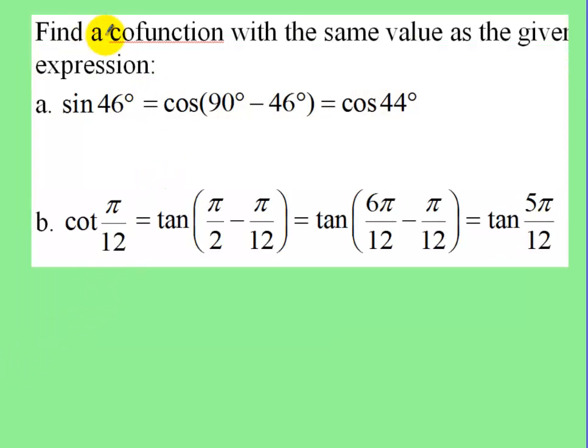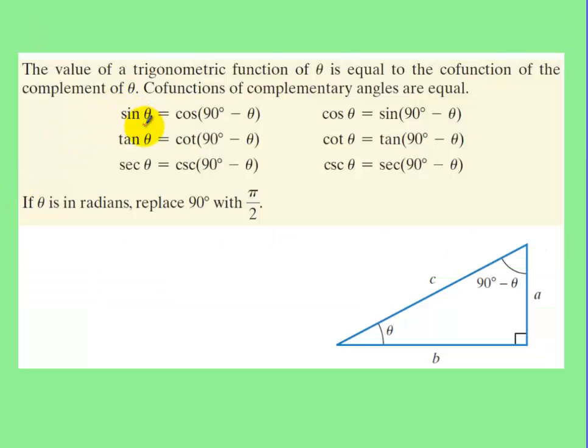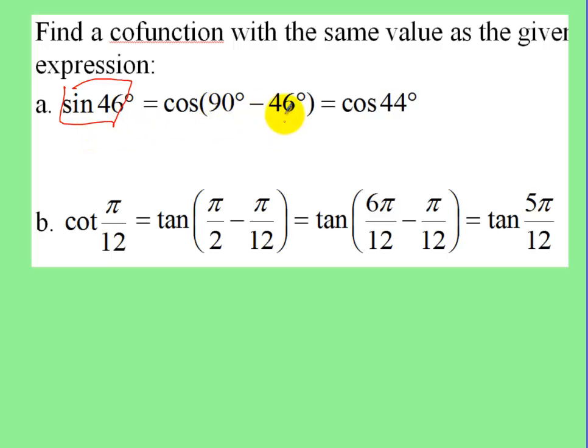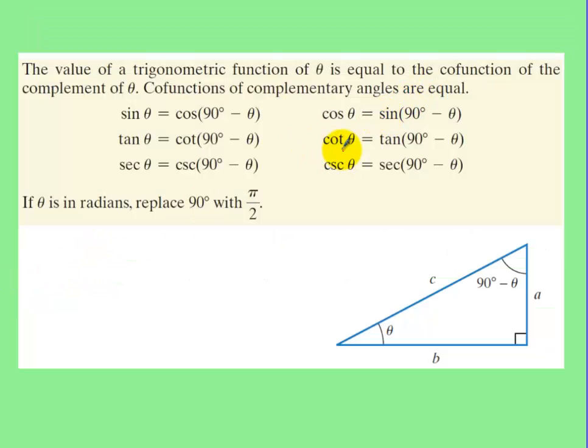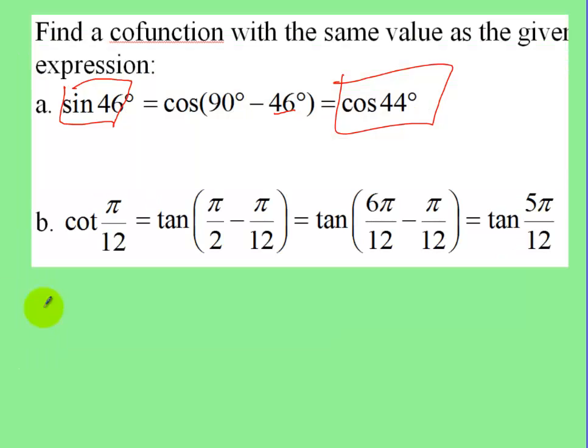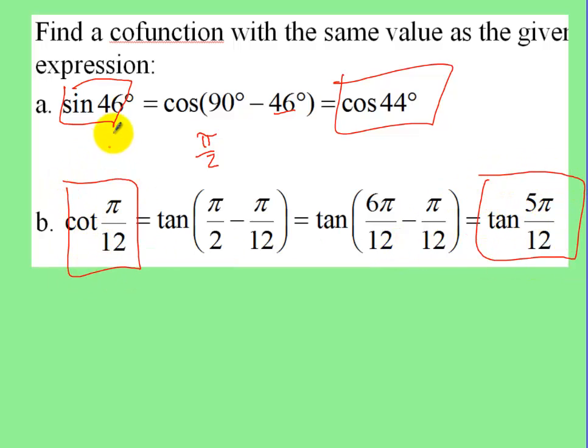Let's actually use that. For example, if I want to find a cofunction of sine of 46, I can use those properties and go sine of theta equals cosine of 90 minus theta. So it'd be cosine of 90 minus 46, which is cosine of 44. Cotangent, we can still do this if it's in radians. The cofunction of cotangent is tangent of 90 minus theta. So it'll be tangent of 90 degrees, which is the same thing as pi over 2, minus pi over 12. If you convert to the same denominator, 6 pi over 12 minus pi over 12, you'll get tangent of 5 pi over 12. So those are cofunctions. They evaluate to the same thing.